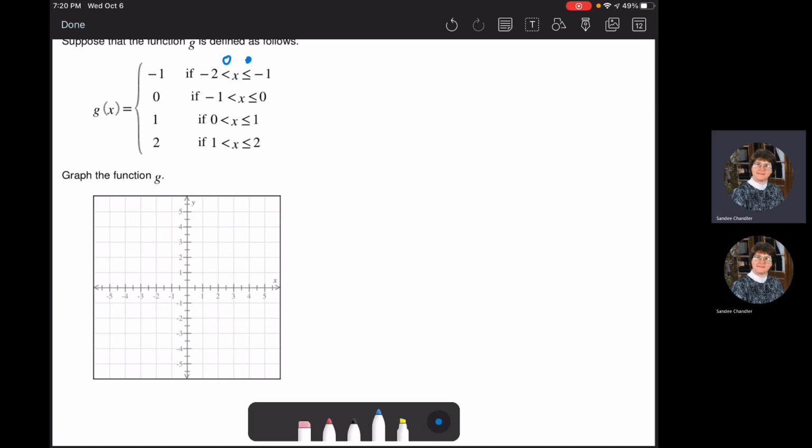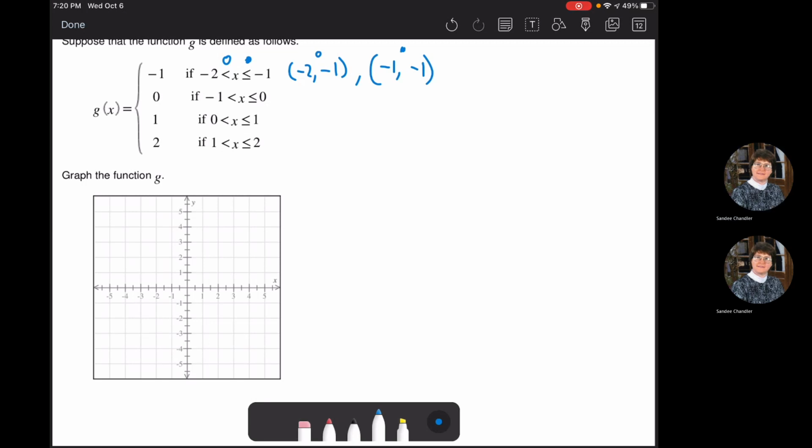All right, so x is between -2. This time -2 is open. So this gives us the point -2, -1, open. And it gives us the point -1, -1, which is closed. So -2, -1, -1, -1. And then you'll draw the line between.